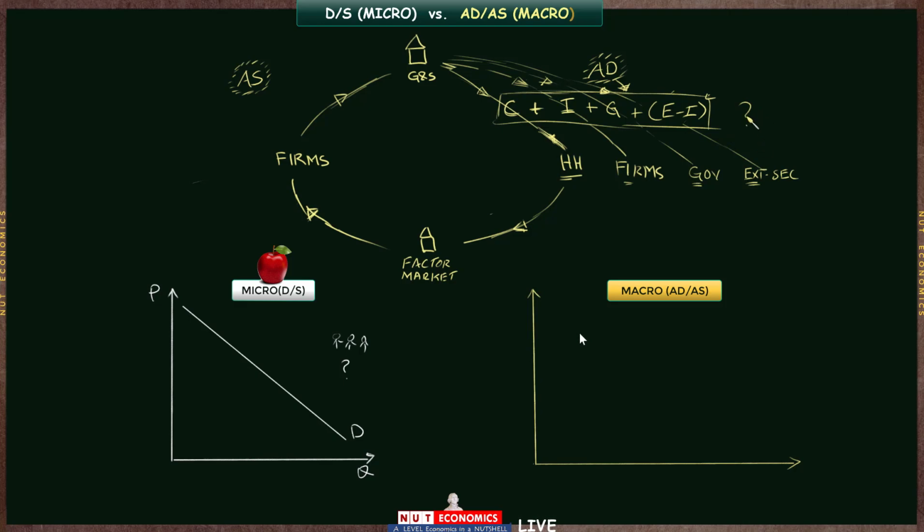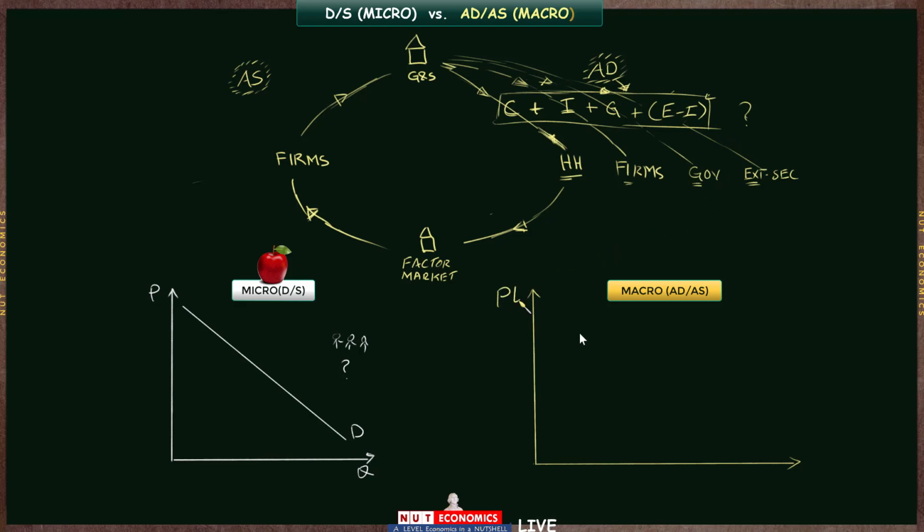Out of the many different things that can affect the aggregate demand of the entire country, out of many different things that can affect either consumption, investment, GNME, we assume that the most important one is the price level.